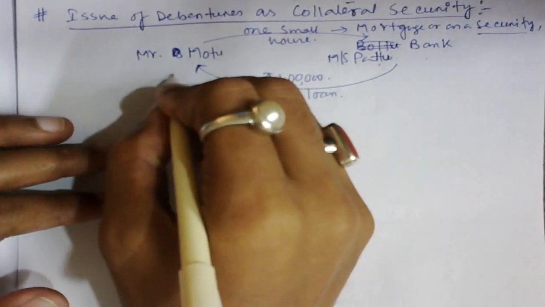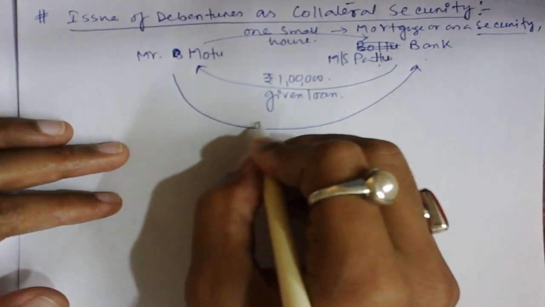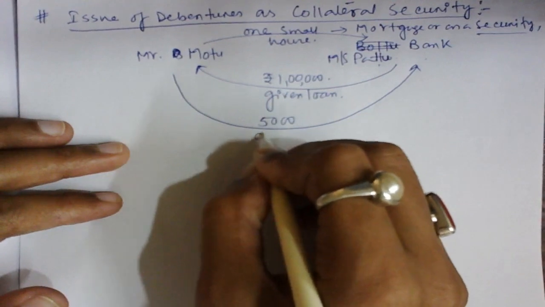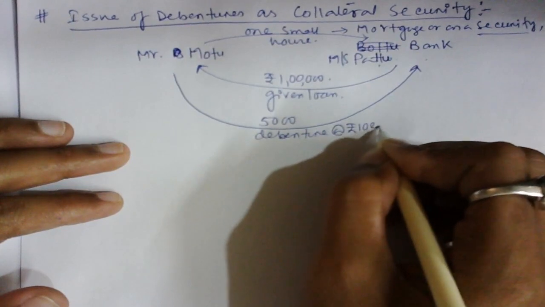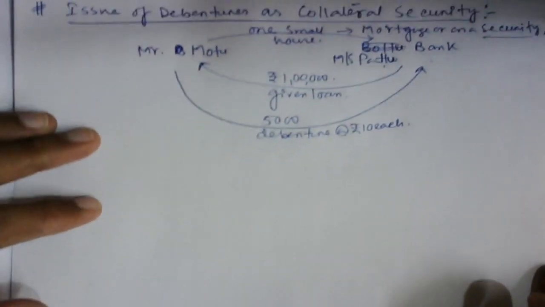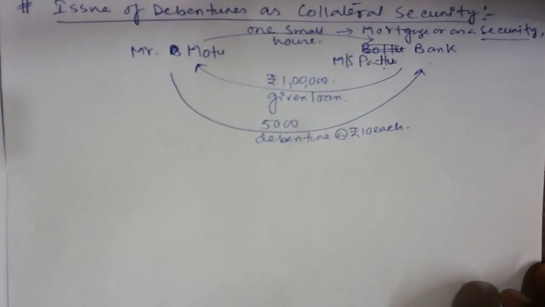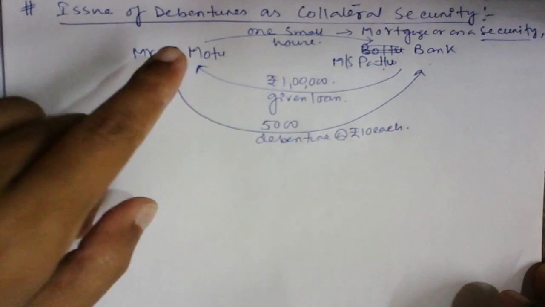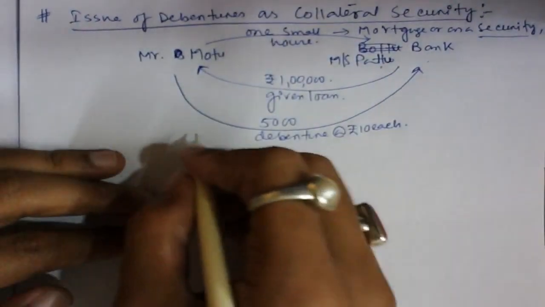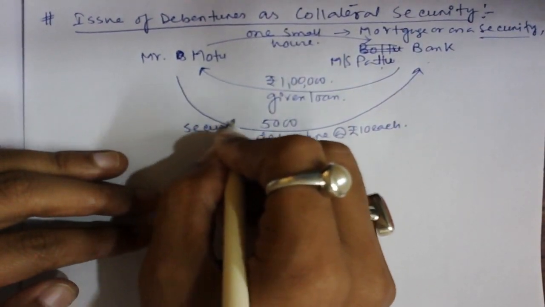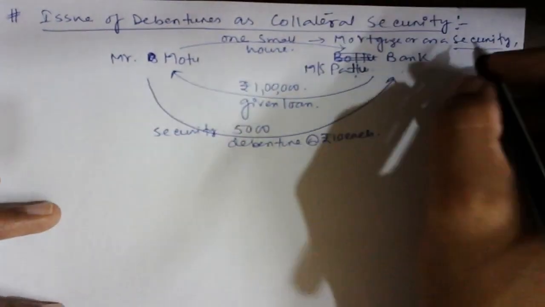Now Motu tells the bank, I can only give you this. Let's say I can issue you 5,000 debentures of my company at the rate of rupees 10 each. This I can give you as extra. So Mr. Motu can give the bank extra security. Okay, extra security as a debenture, other than the first security. The house is the first security.